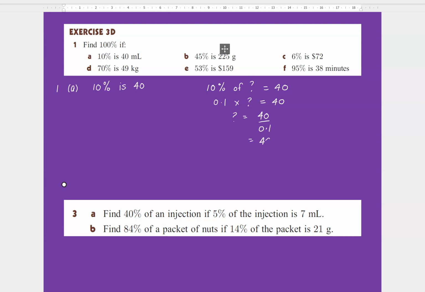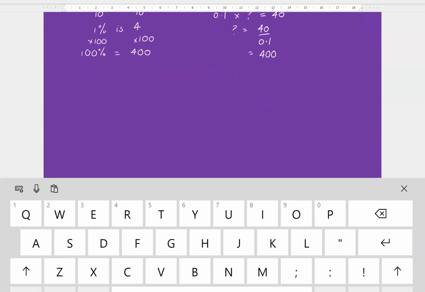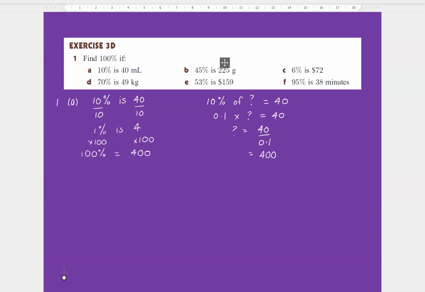So we get 400. If you look at how the textbook does it, similar, they say, okay, what we're going to do is first we're going to get what 1% is. Right? So to get 1%, we're going to divide by 10 both sides. So we end up that 1% is then 40. So then to get 100%, you have to times by 100, because 1 times 100 is 100. And so you times both sides by 100, so 100% is 400. Students tend to like that method, that's fine. Whatever you prefer. All right, let's just do one more.